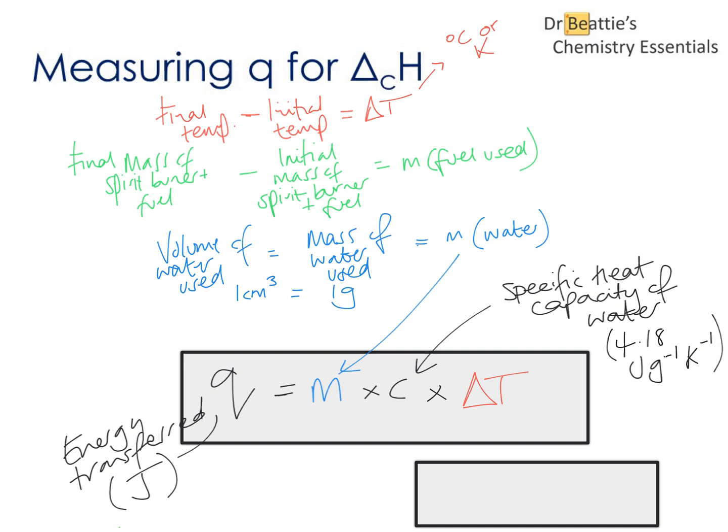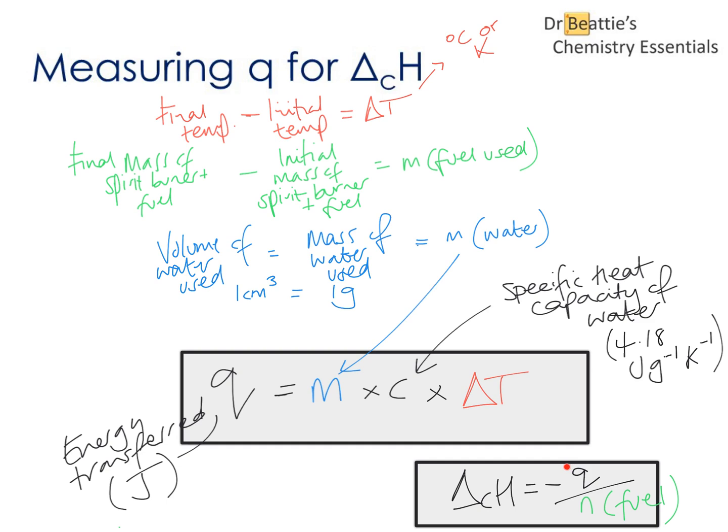Now once we've worked out Q, the energy transferred, we need to use this to work out the actual value for delta CH. And this works out to be minus Q divided by the number of moles of fuel used. There's a couple of things here. We'll come back to how we get the number of moles of fuel used from the mass of the fuel used in a moment.